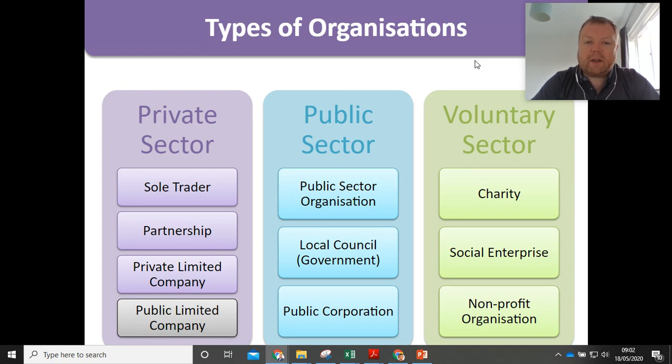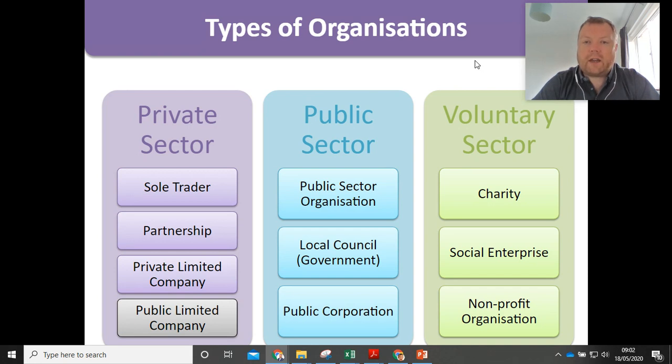And the public sector in the middle there is any organisation that is funded by the local or national government and aims to provide a service. So schools and hospitals and the fire brigade and the NHS are all great examples of public sector organisations.